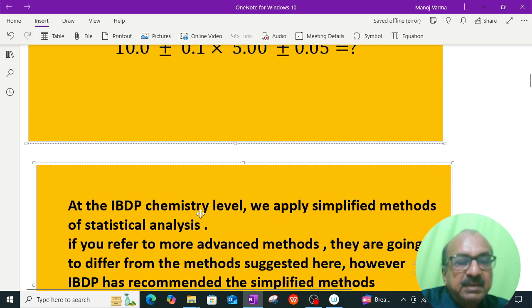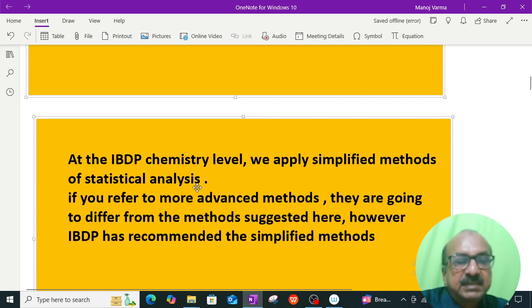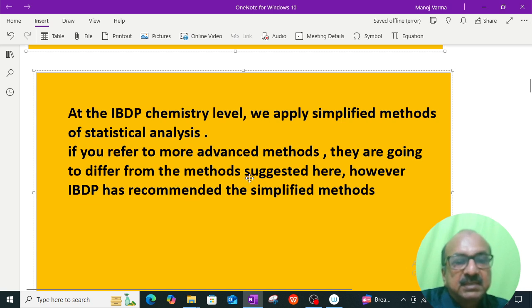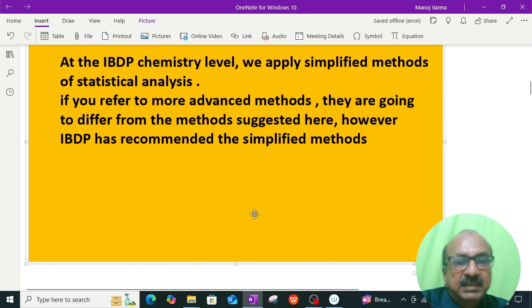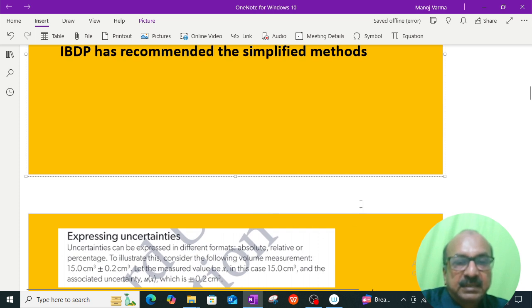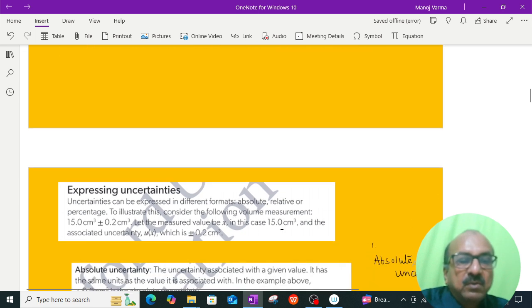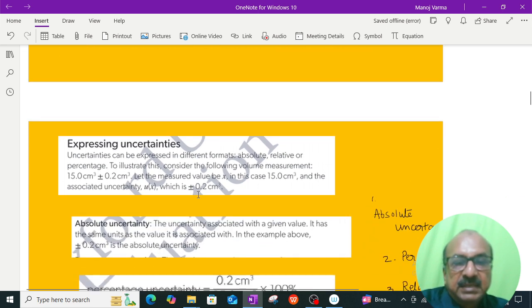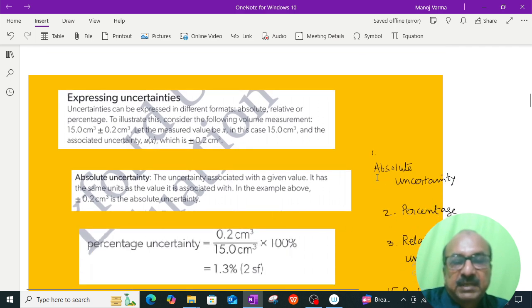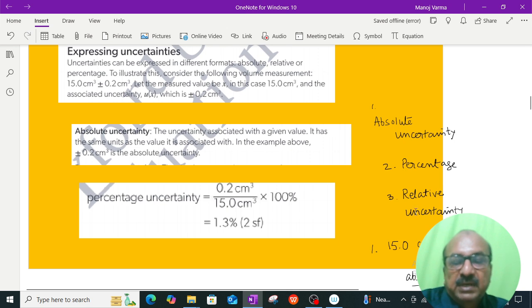Now, at the IBDP chemistry level, we apply simplified methods of statistical analysis. If you refer to more advanced methods, they are going to differ from the methods suggested here. However, IBDP has recommended these simplified methods, so you need to know only about the simplified methods of applying the statistical analysis. Now, when we express uncertainties, there are three different ways of expressing uncertainty: absolute uncertainty, percentage uncertainty, or relative uncertainty.